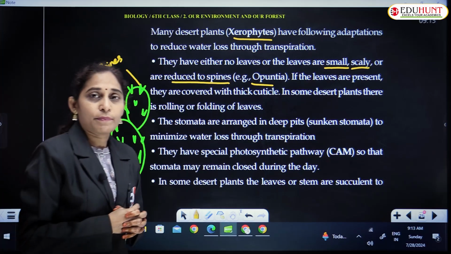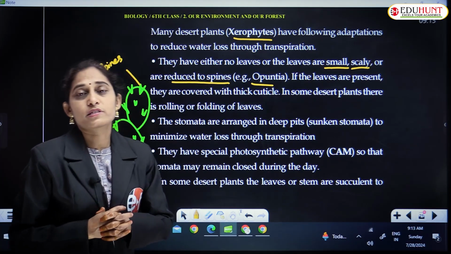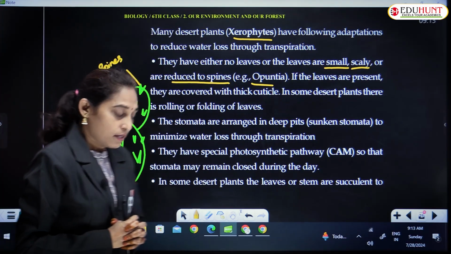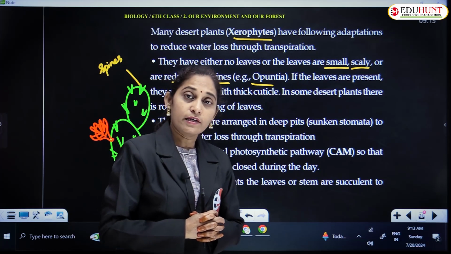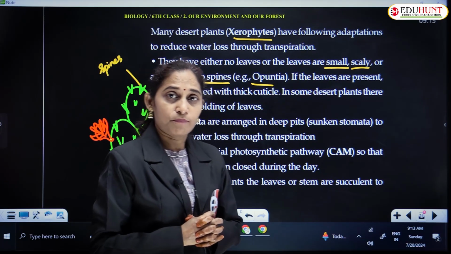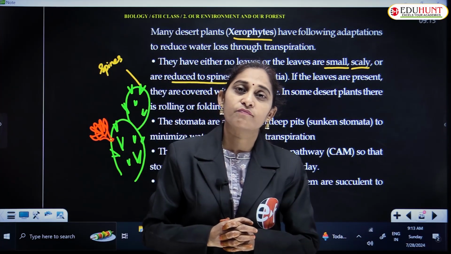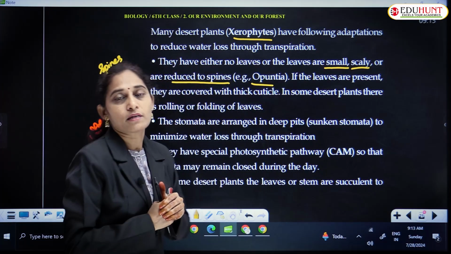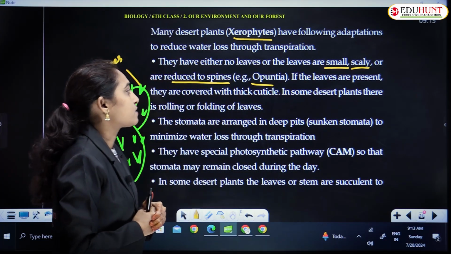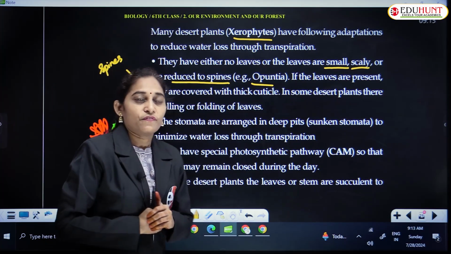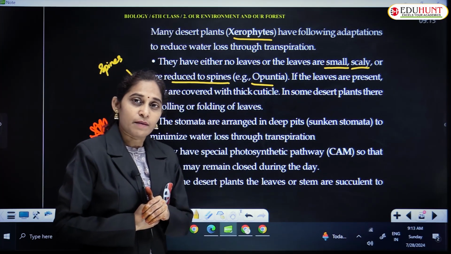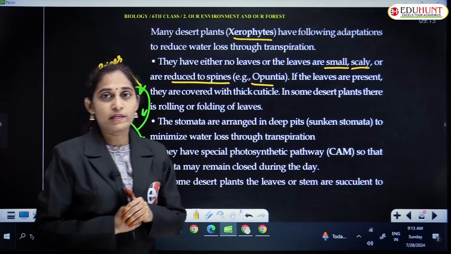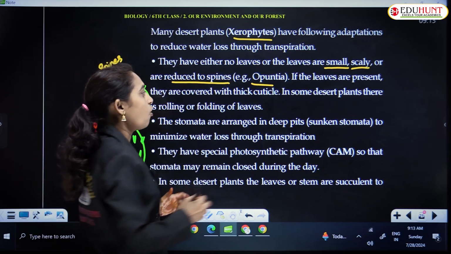Then what happens, how does photosynthesis take place? We said that photosynthetic organs are the leaves. Then how does it prepare food material? If the leaves are not there in the plant, then how is the food material prepared? Yes, the answer is, if the leaves are not there, the stem takes up the responsibility of leaves. That is called phyllodes.